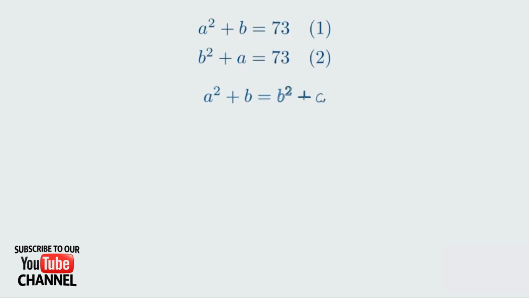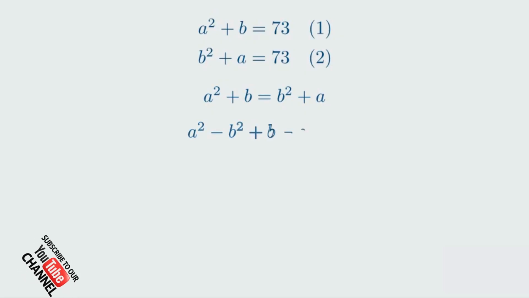We have the system a squared plus b equals 73 and b squared plus a equals 73. The fact that both expressions on the left are equal to 73 means they must be equal to each other. So we can set a squared plus b equal to b squared plus a. Now our task is to solve this equation for one variable in terms of the other. Let's move all the terms to one side. Subtracting b and a from both sides gives us a squared minus b squared plus b minus a equals 0.